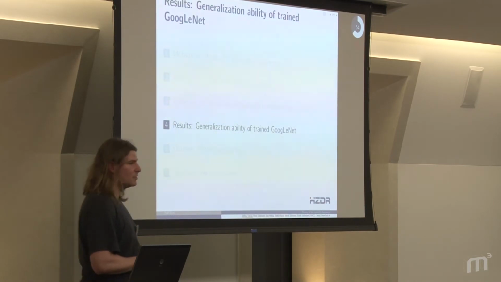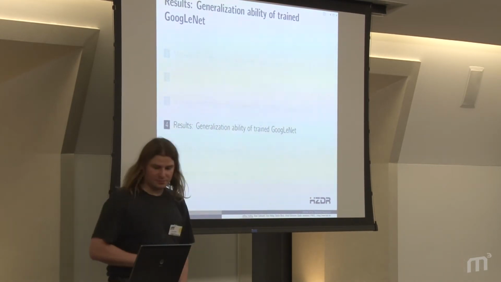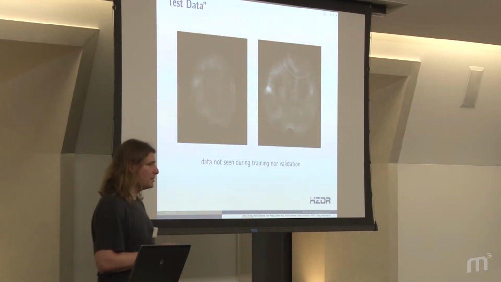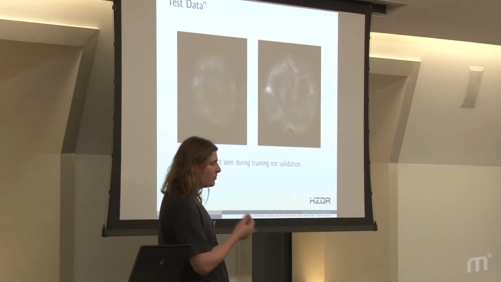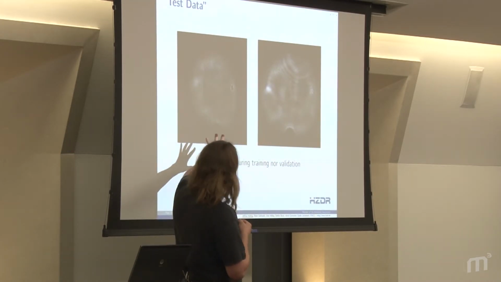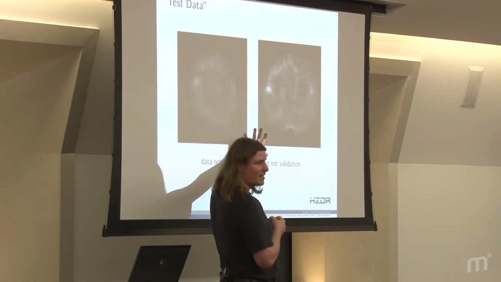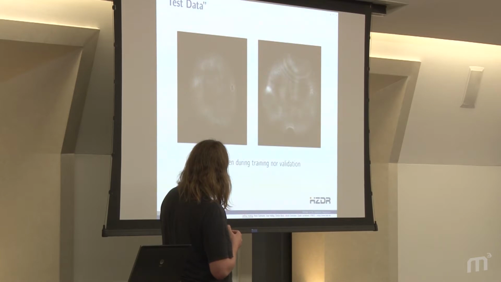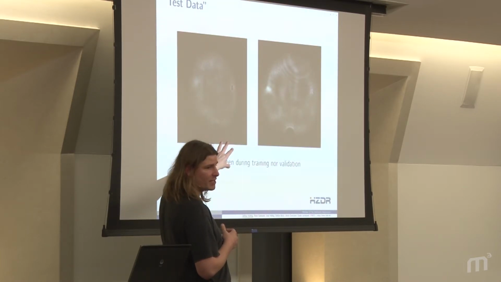Okay. So now for the results. The main part about this is the generalization ability of GoogleNet, which is, in this case, quite impressive considering what limited data we've shown it. This is a different data set. As you can see, it's really noisy data, really irregular beam shapes. But we didn't use this one for training or validation.